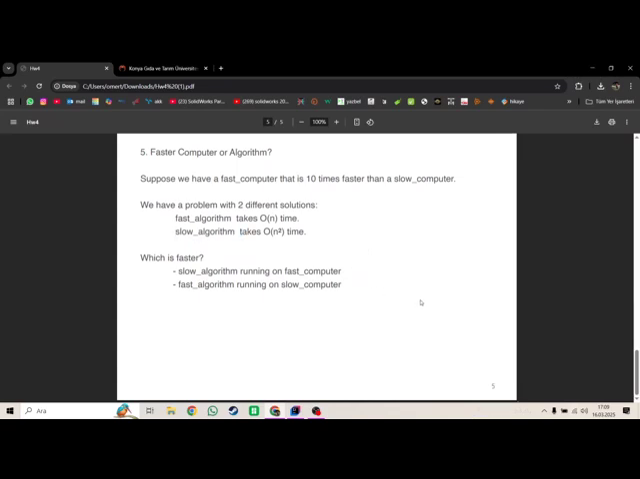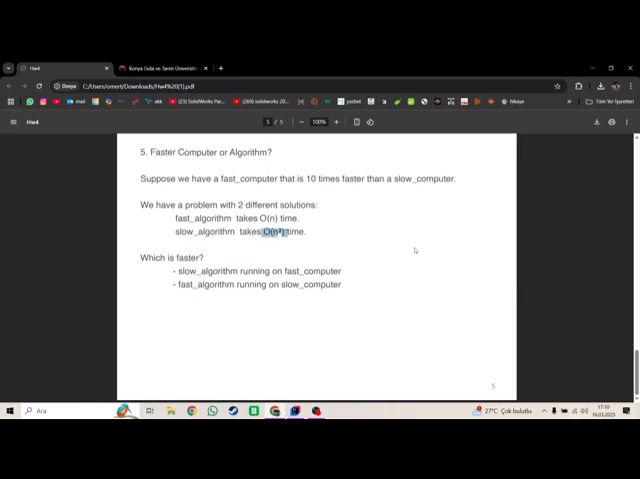This algorithm runs in O(n power of 2) time. This means the time taken grows quadratically as the input size increases, making it much slower for larger inputs. So if n is relatively small, the fast algorithm running on the slow computer could be faster.